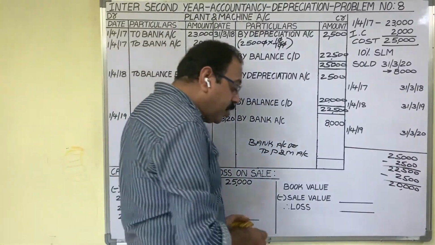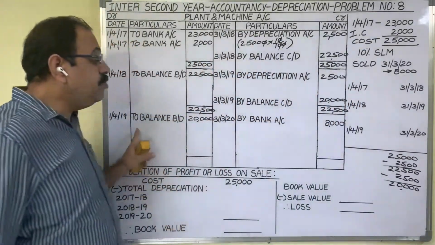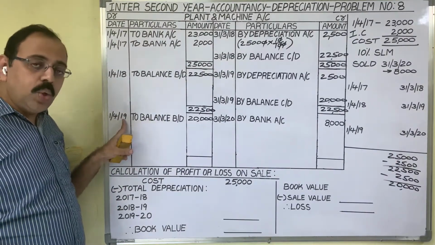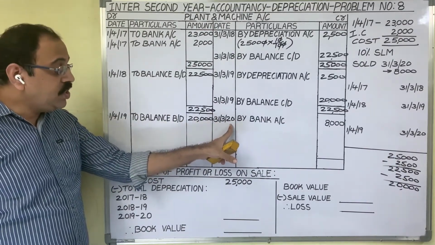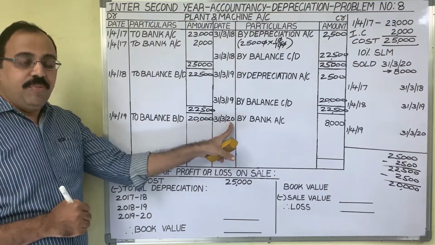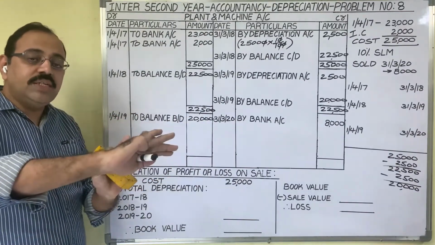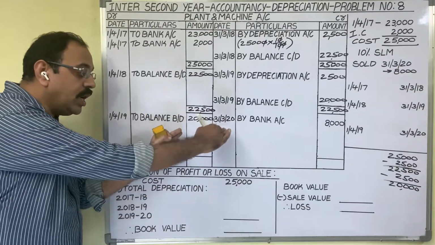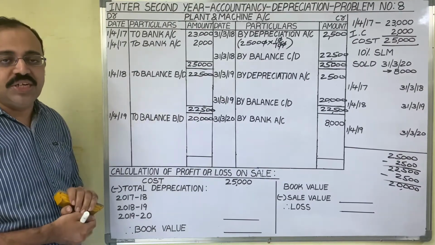Now, think about the depreciation in third year. For how many months firm use this asset in third year? From 1st April 19 to 31st March 20. Because asset is sold on 31st March 20 at the end of the year. Means up to that date we use that asset, no? When we use that asset, its value decreases. It is called depreciation and we should show that depreciation in accounts. So in third year also we should provide depreciation.